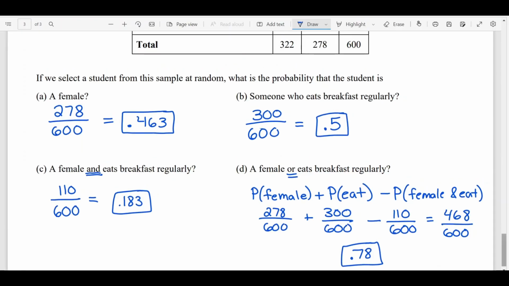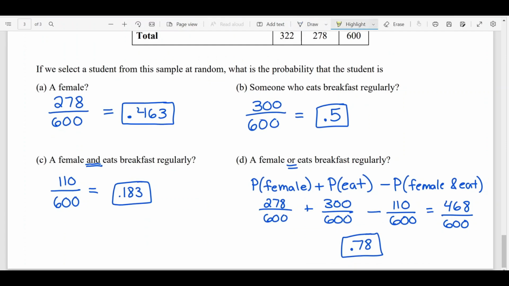Okay, so big difference here, big takeaway. Know the difference between and or. Okay, and is where they occur together, or is where either or both occur. Okay? We subtract the overlap because we count it twice. Okay? That's where that general addition rule comes from. And that wraps up our lesson on notes to the addition rule.